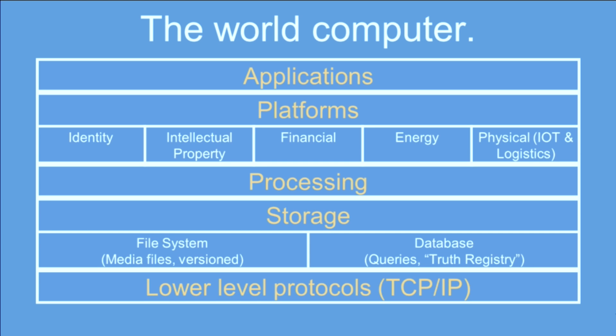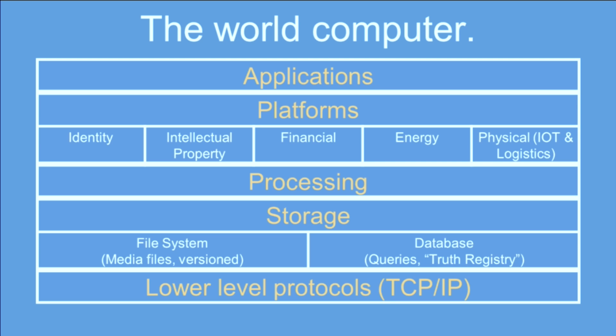A bit above that, we have storage and processing. So for file systems, we have things like IPFS or storage. For processing, we have Ethereum. And then above that, we have the platforms for identity, for intellectual property, finance, energy, for Internet of Things. And then at the very top, we have the applications that people actually use on a day-to-day basis.